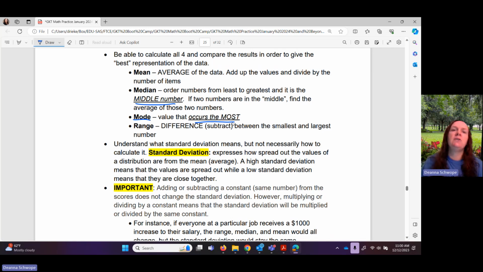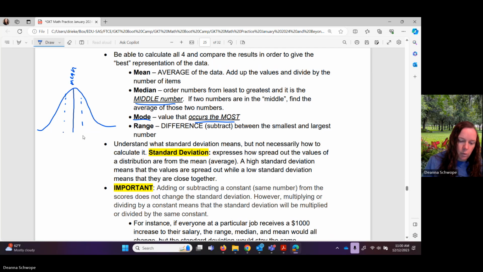And then in terms of standard deviation, you need to understand what standard deviation means and how that interprets the spread of data, versus necessarily understanding how to calculate. So we're not calculating things like variance or standard deviation. So just understanding, like on a normal distribution curve, the mean is the middle, and then you've got 1 standard deviation, and then 2 standard deviations, and then 3 standard deviations in a normal distribution curve.